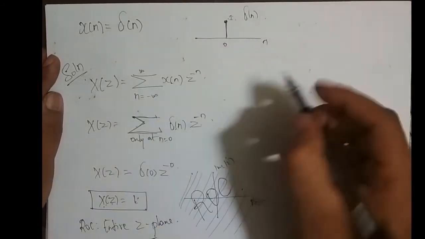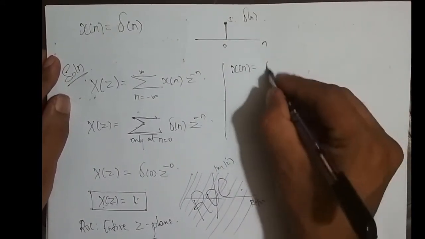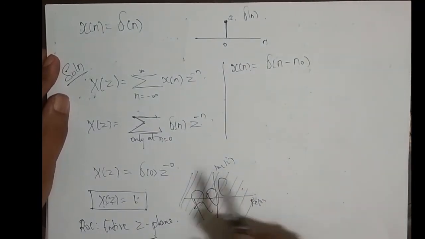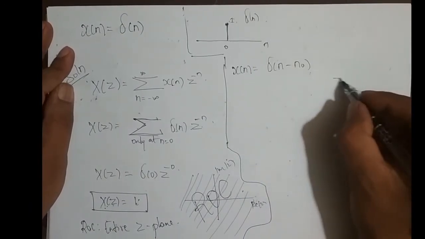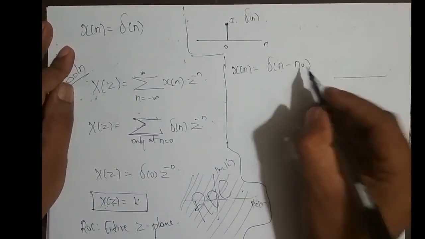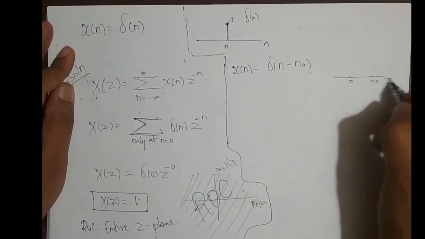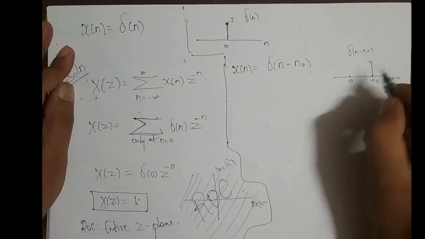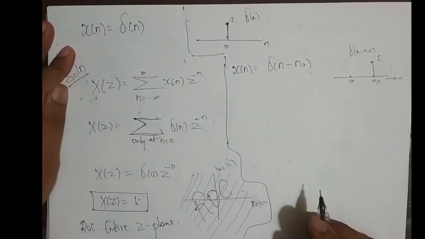And similarly, I'll take up here itself: x of n is equal to delta of n minus n naught. The solution is almost the same as what I have. So what is the sequence? The sequence is nothing but delta of n shifted right by n naught. Say if this is 0 and this is n naught, this is n, so delta of n minus n naught is the impulse shifted right n naught times and its value is 1, right?